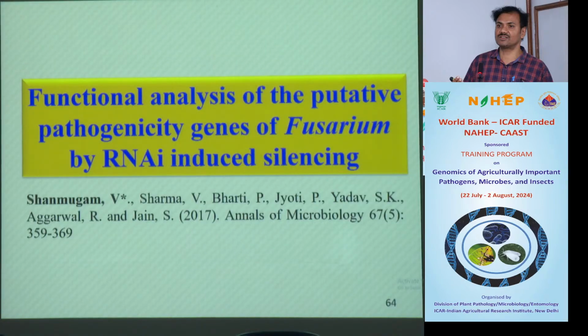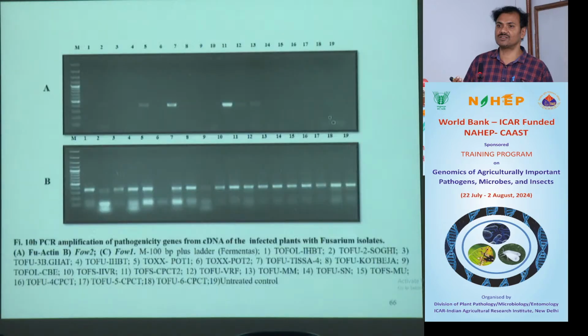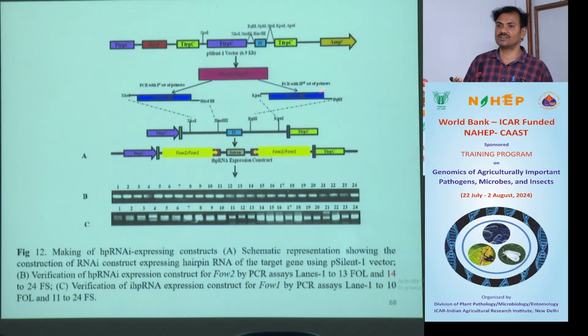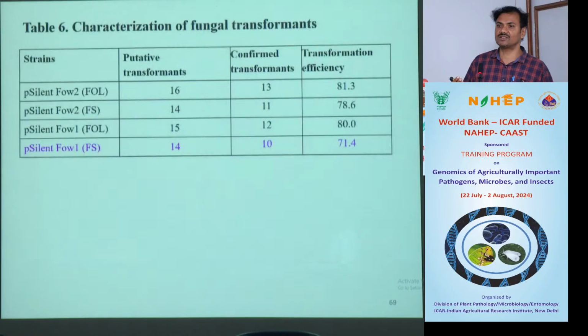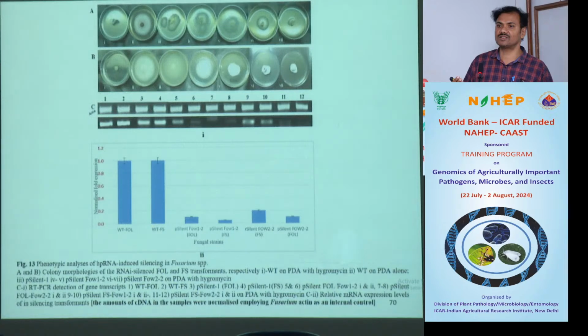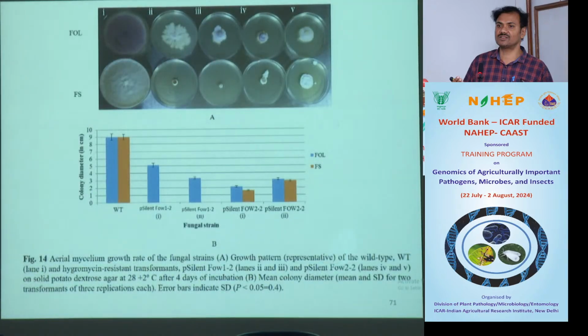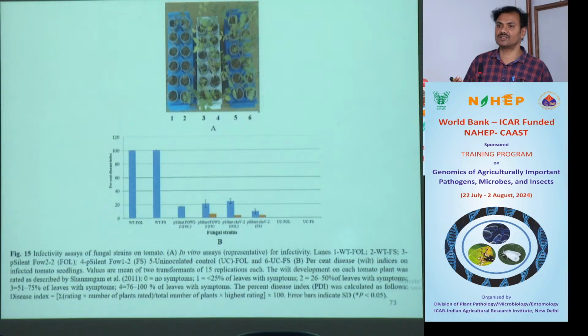Later on, we tried to find the function of unclassified, not annotated genes. For that, we made a fungal silencing construct, and then we transformed the Fusarium protoplast with that construct. It silenced the particular target gene, and we developed the mutant. This is the method of making the construct, and the mutant showed less mycelial growth, less conidiation and less pathogenicity.